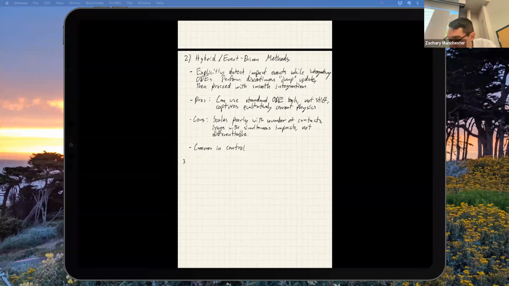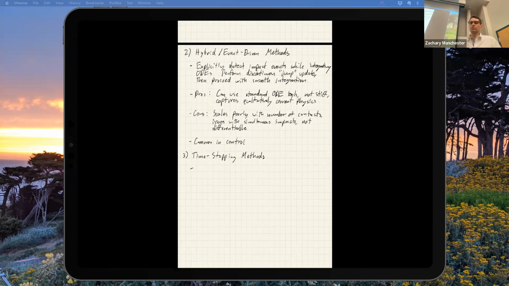Then the third category is the so-called time stepping methods, which is the stuff we're going to talk about. The overall gist of this approach is that we set up and solve a constrained optimization problem at each time step of our simulator to compute contact forces over the time step, such that you're satisfying the interpenetration constraint at the next knot point.